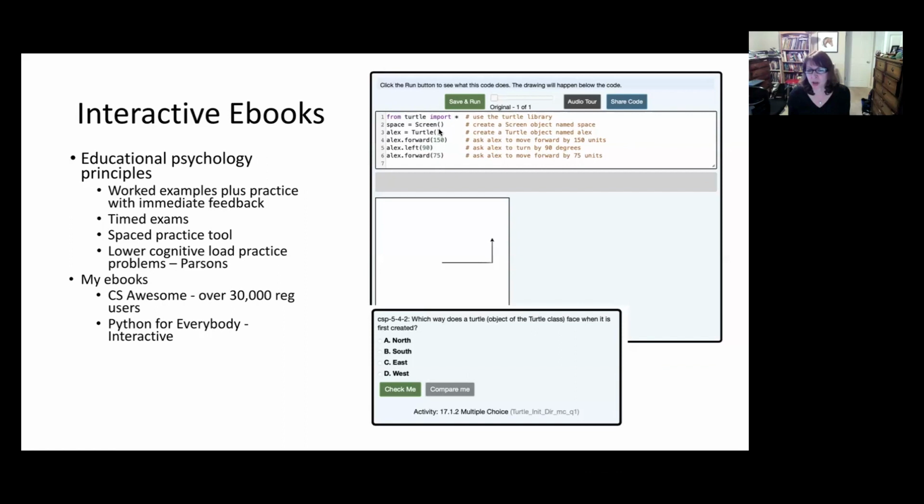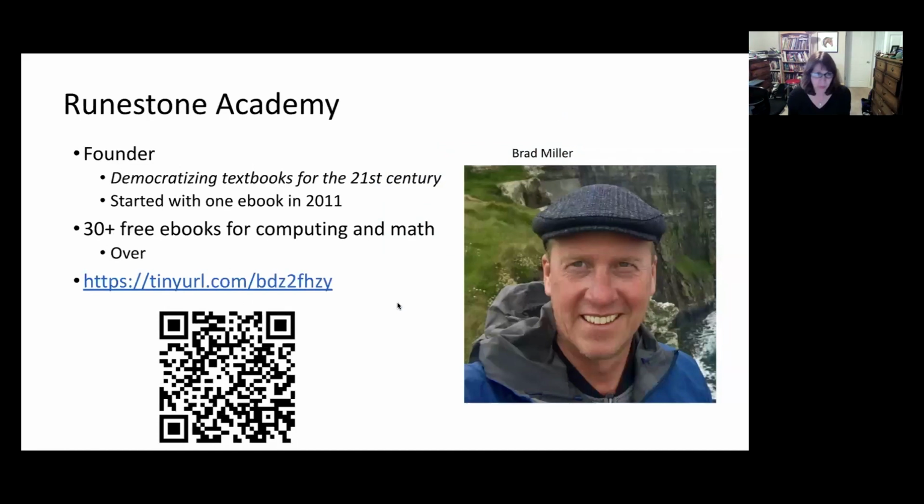You can see an example here of a worked example plus practice approach. Here is working code to create a turtle object and have it draw this picture, and then we'll add practice, like multiple choice questions or Parsons problems that get you to pay attention to that, like which way does a turtle move when it's first created? Well, since it's drawing that way first, it would be going east. So you could pick east, check, get result.